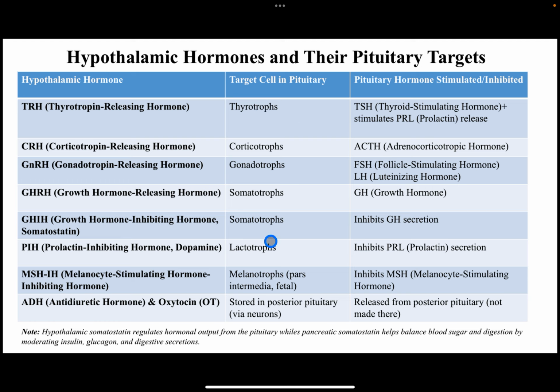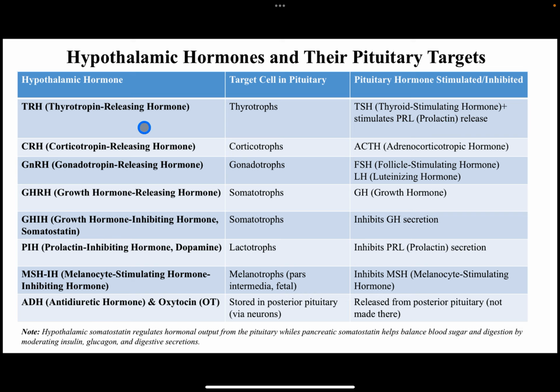We have so many cells in the pituitary gland. The pituitary gland contains all these cells. So when the thyrotropin releasing hormone is released, it targets the thyrotroph cells in the pituitary gland. Then once these thyrotroph cells are stimulated, the pituitary gland will produce thyroid stimulating hormone. And also the pituitary gland will be stimulated to produce or release prolactin.